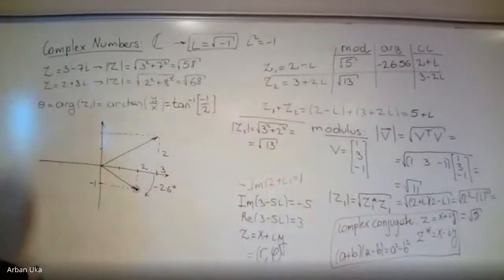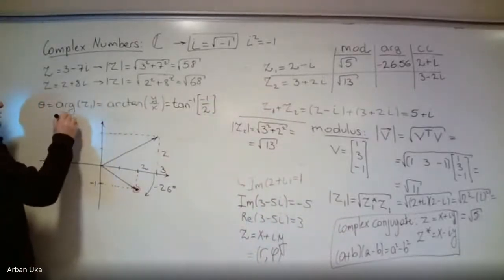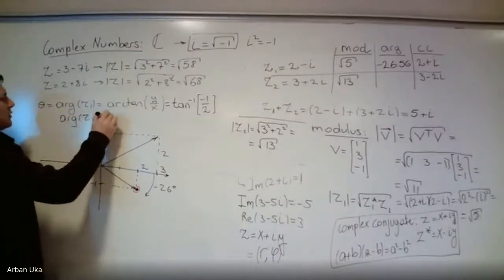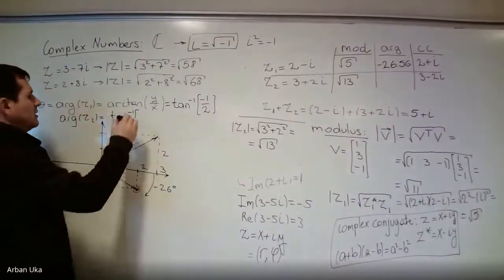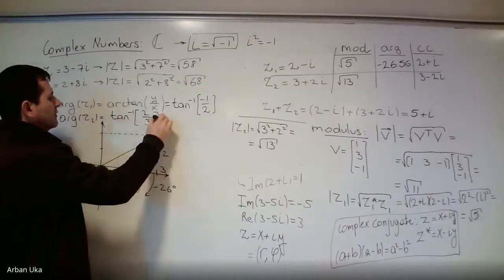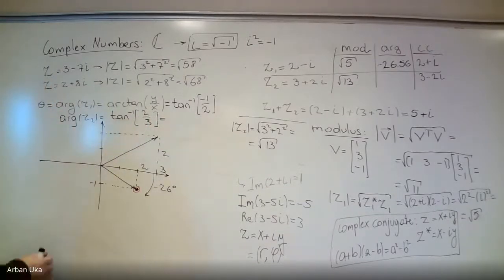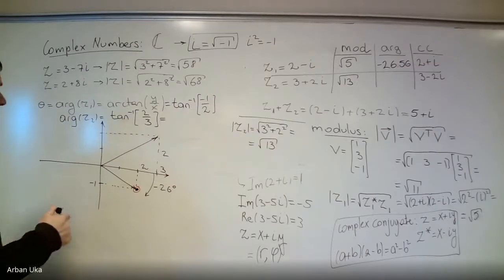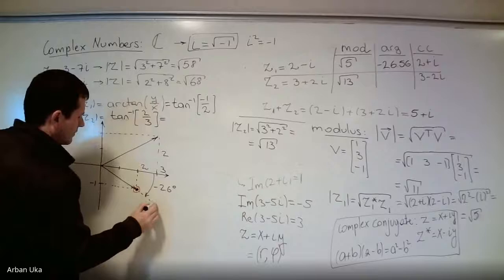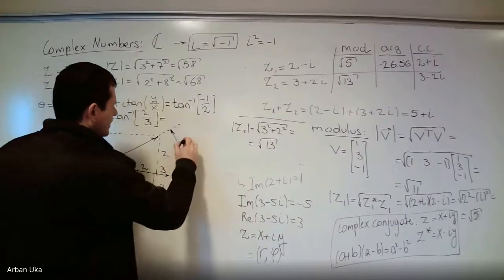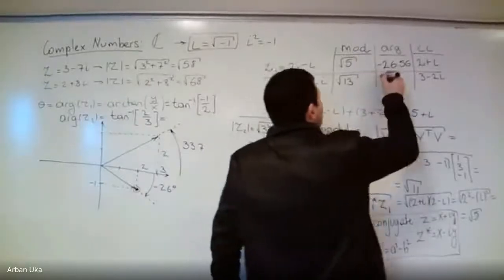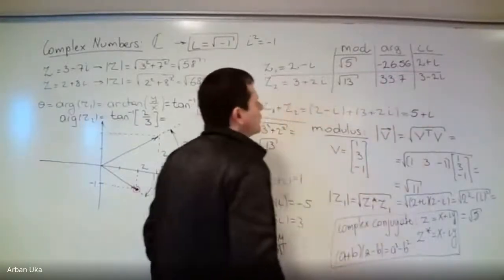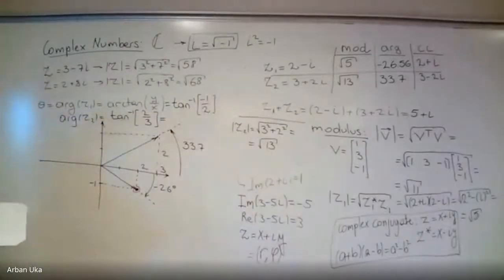And then we need to find the argument of Z2. This would be equal to the tangent inverse of y over x. What is y? 2 over 3. So what angle do we find if the tangent is 2 over 3? Nearly 33.7. Okay, so these are the arguments of these two values.